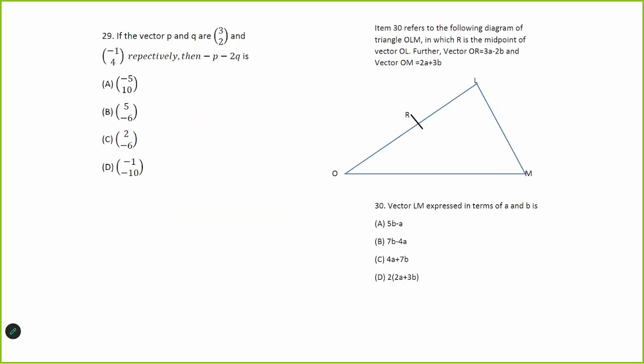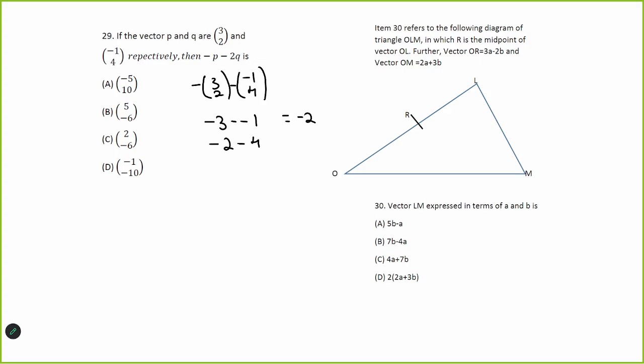Right, this one here, minus P minus 2Q, would be negative 3 2 minus negative 1 4. Just putting in the values. That's negative 3 minus minus 1, negative 2 minus 4. So minus 3 minus minus 1 is negative 3 plus 1, which is negative 2. Hold on. Okay, I saw my mistake.